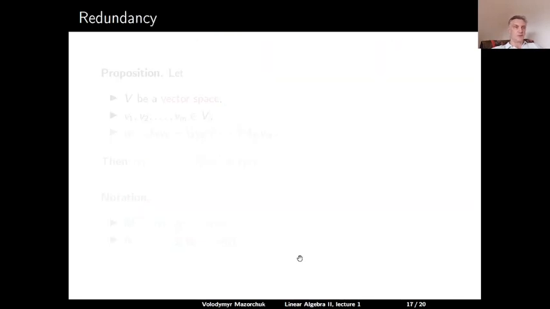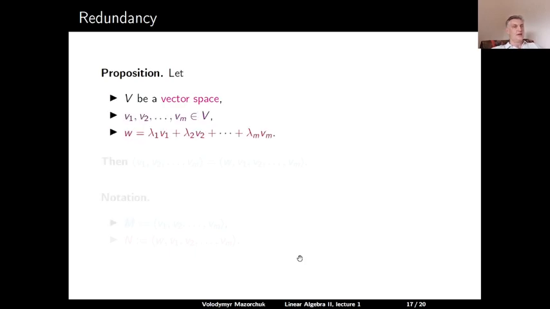And here is one more useful property, the so-called redundancy property for linear spans. Let V be a vector space and v1, v2, and so on vm be elements in V. Let w be some linear combination of the elements v1, v2, and so on vm with some fixed coefficients. Then the linear span of v1, v2, and so on vm is equal to the linear span of w, v1, v2, and so on vm. So if we add a linear combination of the original elements, it does not affect the linear span.